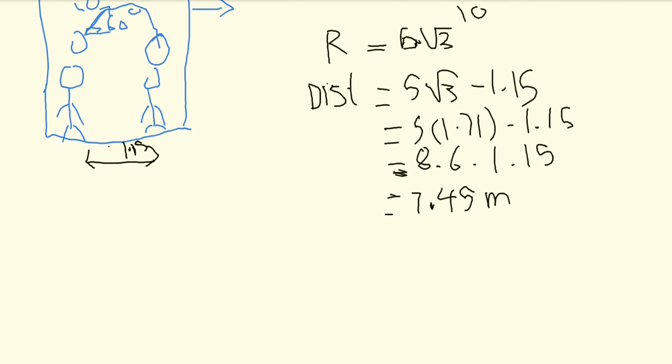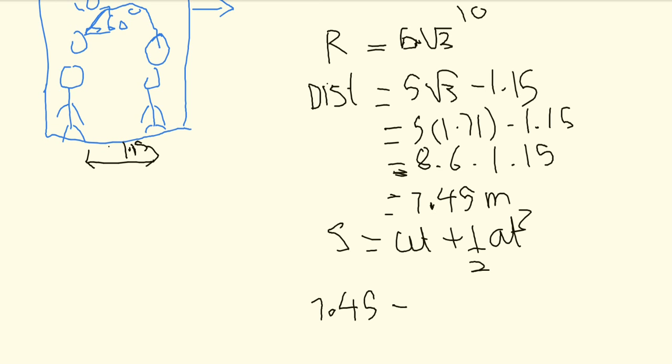Now we have to find out the acceleration. S is equal to ut plus half at square. The acceleration of the train will be found with S, the distance travelled, equal to 7.45. Understand that the initial velocity of the ball was taken with respect to the train. Whatever was the initial velocity, it was taken with respect to the train. So initial velocity of the train will be equal to 0. It will be equal to half a t square. Now let us find out the t square over here.